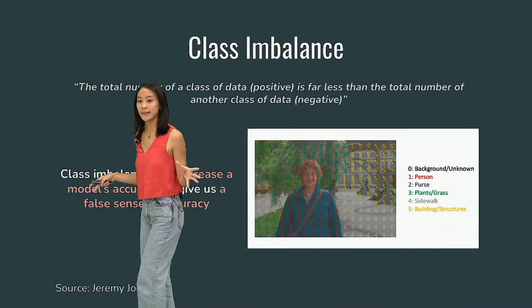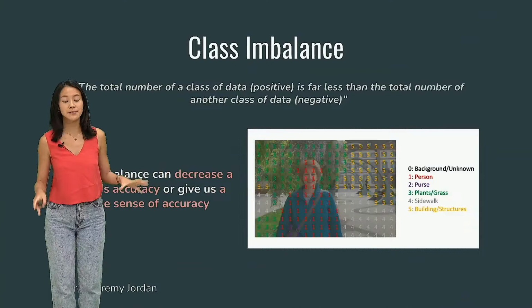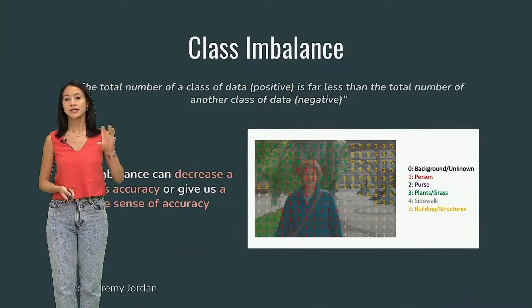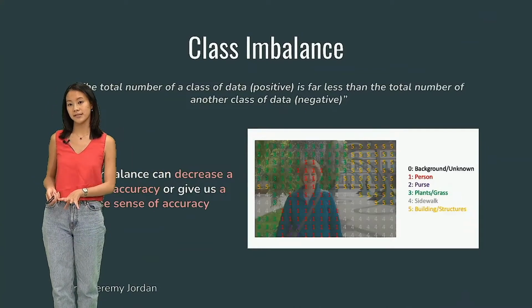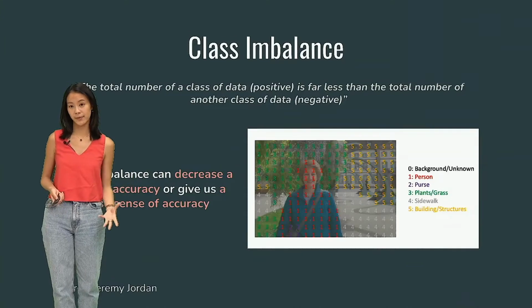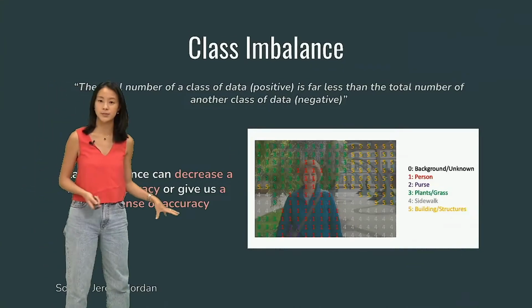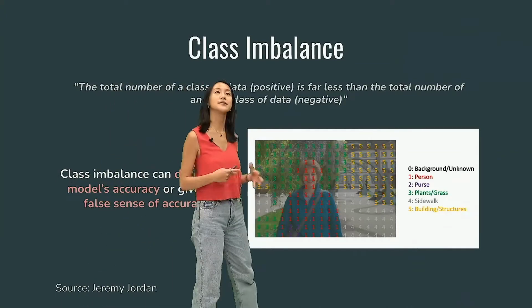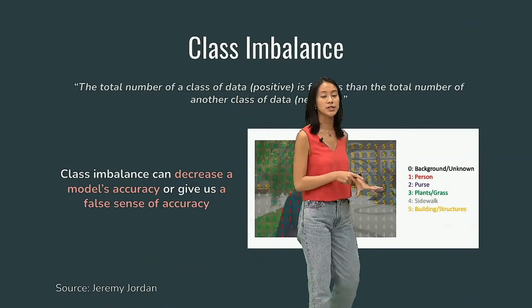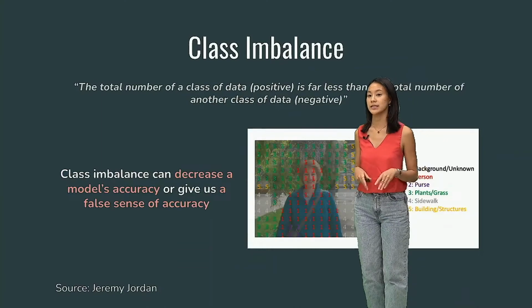So first of all, let's talk about class imbalance. I'd like to define class imbalance as when the total number of data points in one class, the positive data points, is far less than the total number of data points in another class, which might be negative. So in the case of tumors, non-tumors would be negative and tumors would be positive.